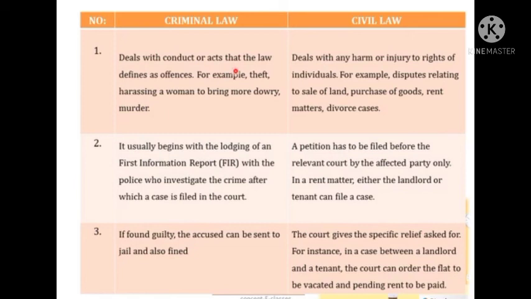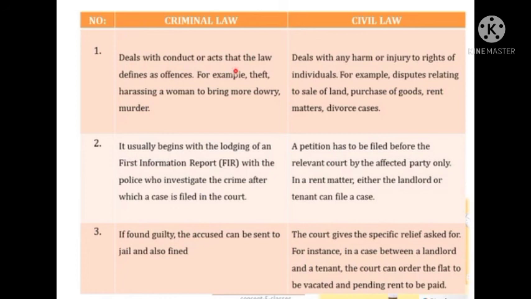Civil law. Civil law deals with any harm or injury to the rights of individuals, for example, disputes relating to sale of land, purchase of goods, rent matters, divorce cases. In a civil case, a petition has to be filed before the relevant court by the affected party only. In a rent matter, either the landlord or a tenant can file a case. The court gives the specific relief asked for. For instance, in a case between a landlord and a tenant, the court can order the flat to be vacated and pending rent to be paid.